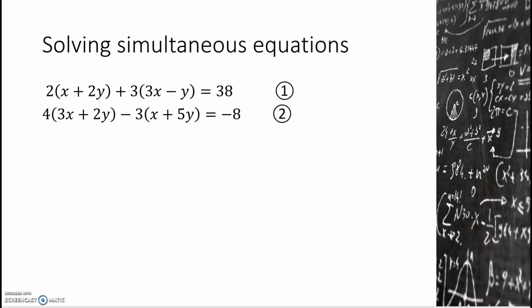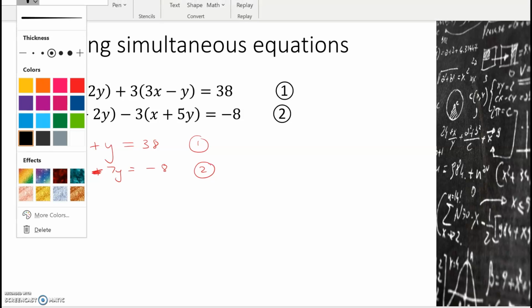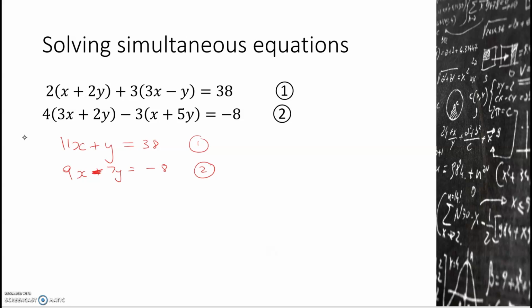So we need to simplify first. If we expand all the brackets for that one, we get that 11x plus y equals 38, and that's still 1, we haven't done anything to it. And 9x plus minus 7y equals negative 8. So all we've done there is simplify. Okay, what do we do now?